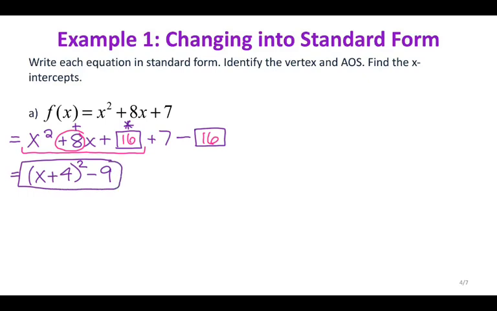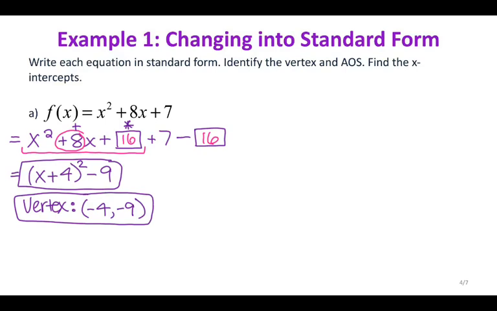Once it is in that form, I can go ahead and identify my vertex. Your vertex comes from these two numbers, h and k. So when you're doing the x-coordinate of your vertex, you're always going to take the opposite of what was in the parentheses. So instead of +4, I'm going to do -4. The y-coordinate is the number on the outside, and that sign does not change. So your vertex is (-4, -9).